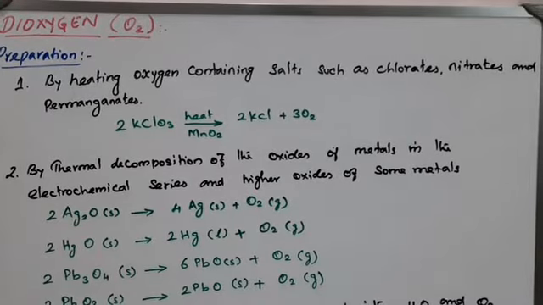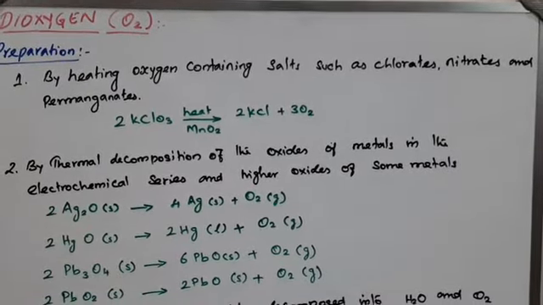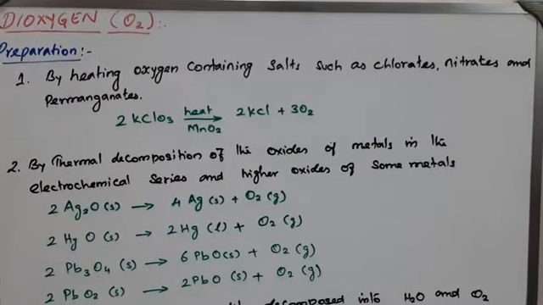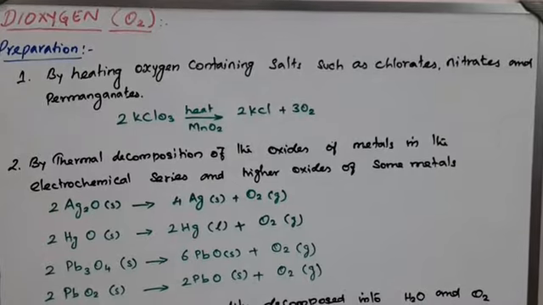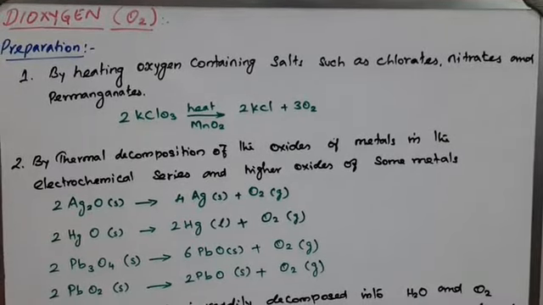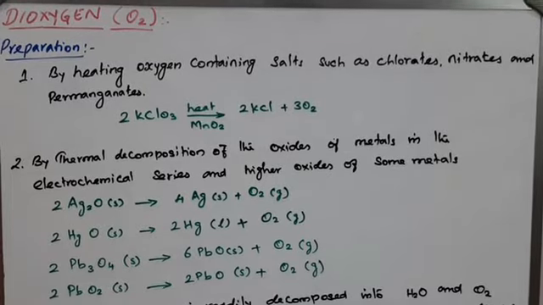Already we studied group 15 elements. Okay, so next, group 16 elements, preparations of dioxygen. Dioxygen, this is O2. How is O2 prepared by the laboratory method as well as the industrial method?